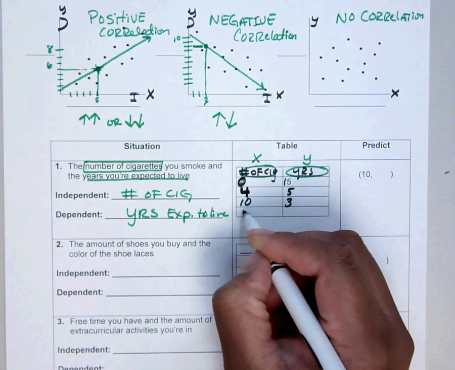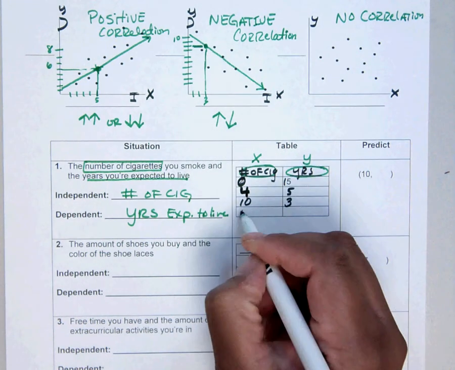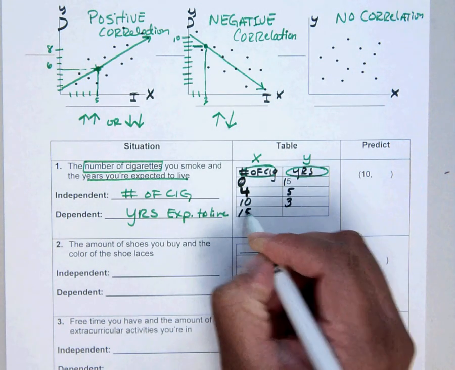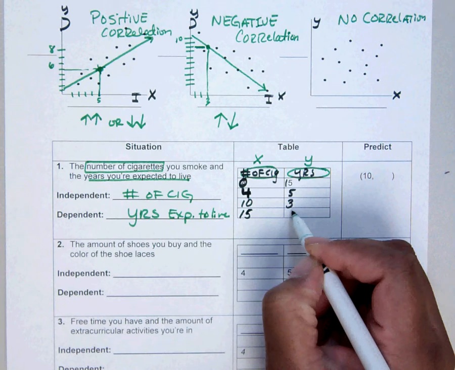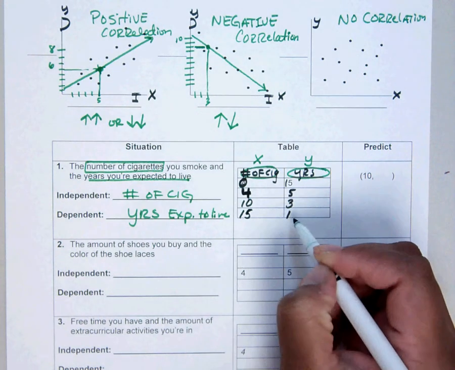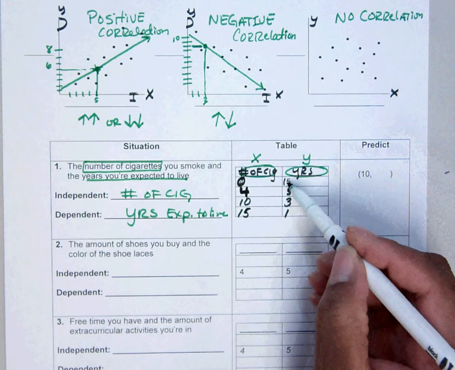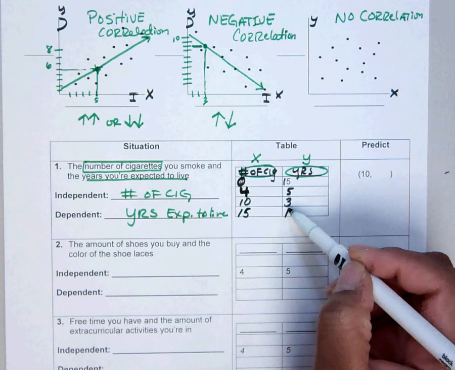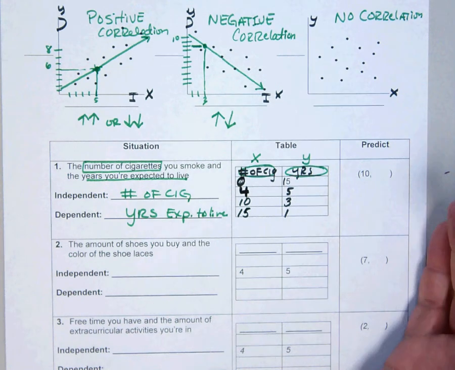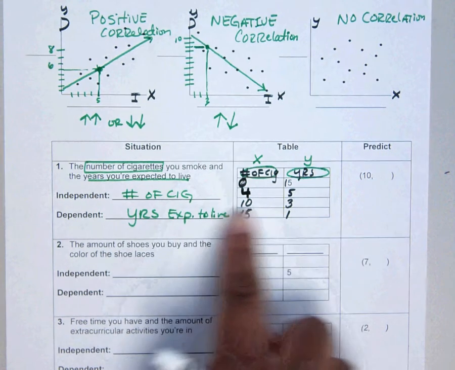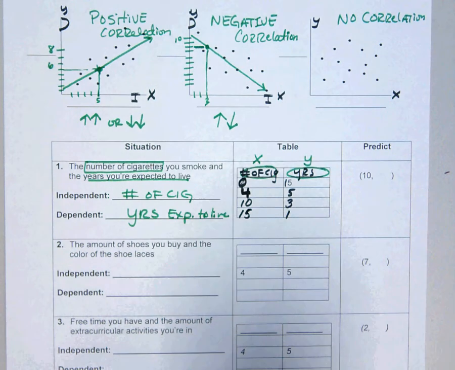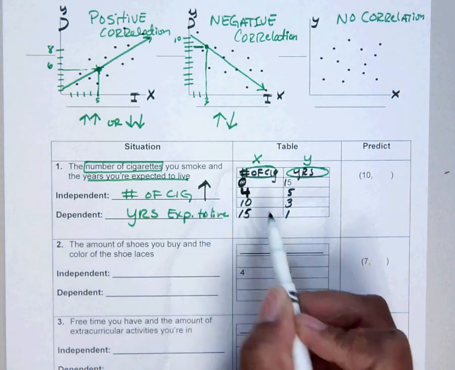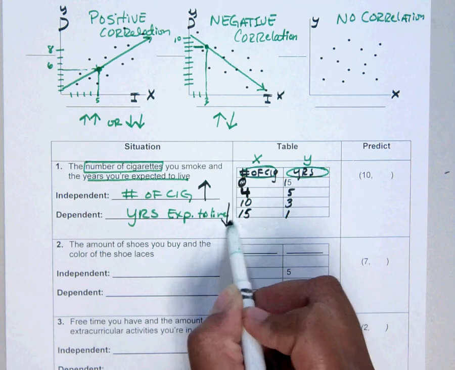And then for another person, they're doing 15 cigarettes in a minute, which means there's a lot of smoking. They're going to be down to that 1 year. So they've lost 14 years of extra expansion of their life. Now we look at the table to see, is this a positive or negative situation? Well, as you smoke more, your years that you're expected to live decreases.